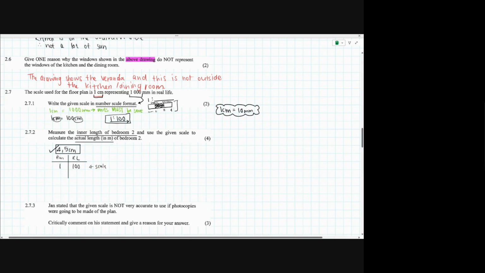Now, this was a measurement I took off the plan, so that must go under the plan. Then I use my little divide up times across trick so that I can get what my real life measurement would be. And so I'm going to have to say 4.5 divided by 1, which is 4.5, times 100, which is 450. Now remember, this is 450 centimeters because it's a number scale. Units are the same. What I now need to do is go back to my question and say, okay, cool, it wants it in meters. So now I need to convert from centimeters to meters. Does anyone remember how many centimeters there are in a meter?